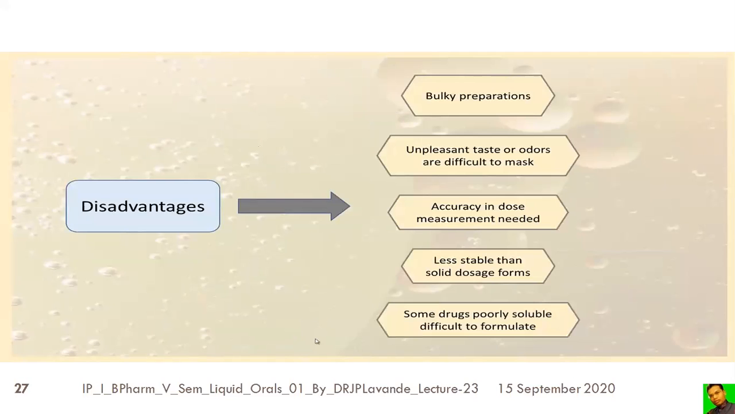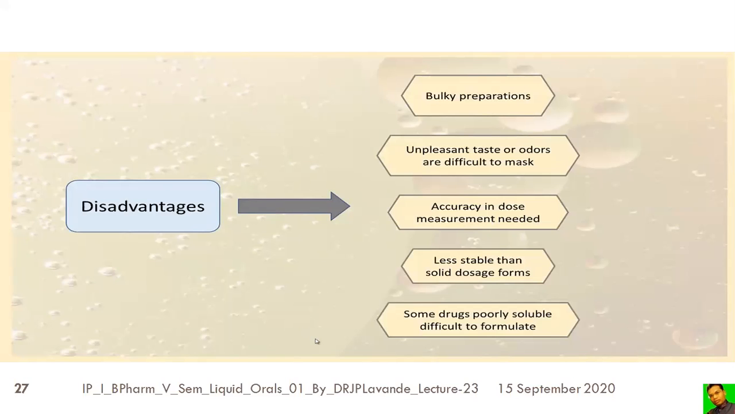Although these are associated with the advantages, we cannot neglect the disadvantages also. These are bulk preparations, right? We can carry 10 tablets in a single strip, but in order to carry 50 ml of solution, we need to carry a bottle. So again, the weight and volume increase. That's why these are the bulky preparations.